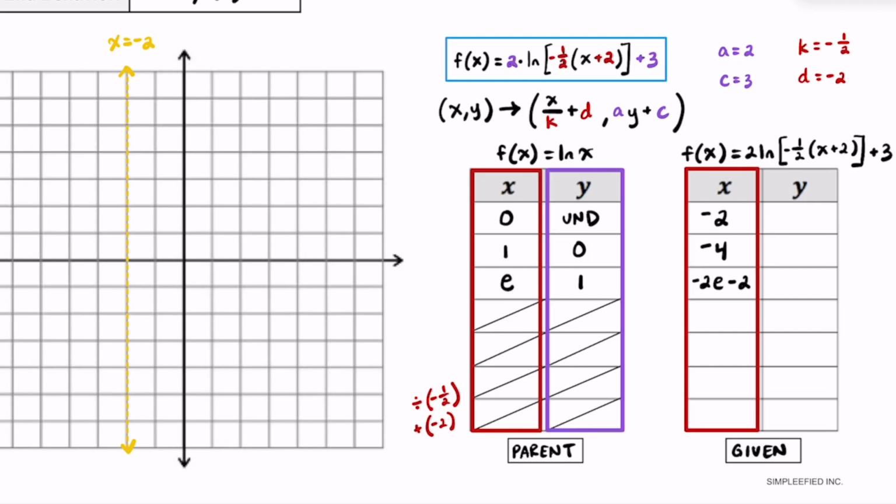Moving on to our y values, we're going to multiply them each by a, then add on c. So let's go ahead and write that down here. We're going to multiply by a. In this case, a is going to be 2, so we're going to multiply them each by 2. And then we're going to add on c, so we're going to add on 3 in this case.